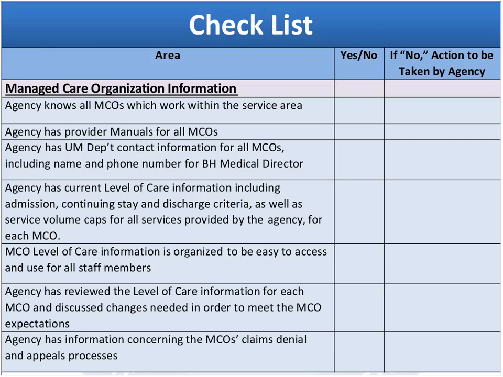You should always have the current level of care information, the continued stay criteria, service caps for all your services, level of care, all of that. You've reviewed that, you've discussed any kind of changes, updates, et cetera, and especially that you know the process for denial and appeals information.